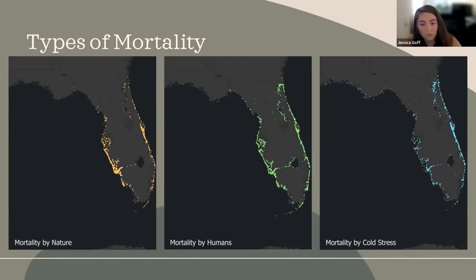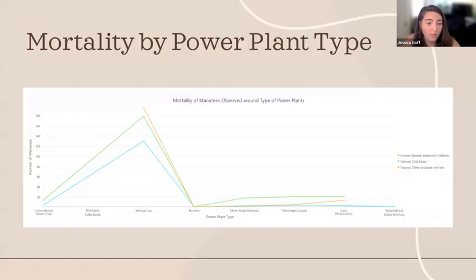So what do you think is the leading type of mortality between the 3 types? Well, nature, like red tides, tends to be the highest mortality rate according to this chart. The second would be watercraft collision, and the third would be cold stress. In this graph, the majority of manatees found dead are around natural gas power plants, which makes sense because we learned previously that the manatees like to surround themselves next to natural gas power plants.